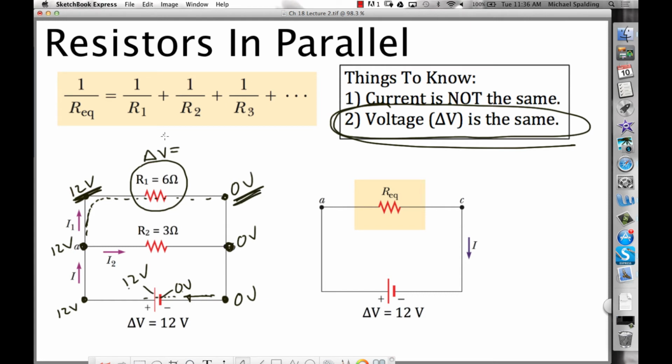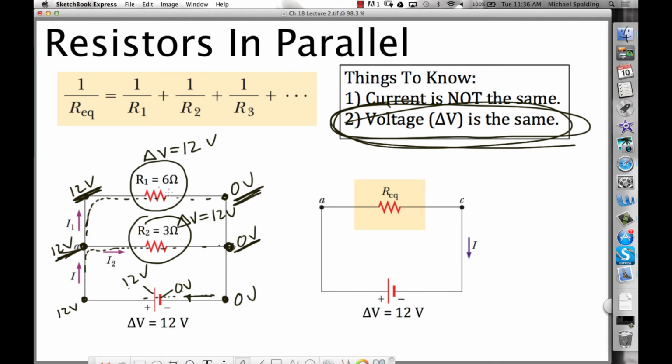12 over to 0. What's the delta V? 12. Okay, now look at this guy. For the charges that go across this guy, like this, 12 on this side, that's the same thing. What's the delta V across this guy? 12. Voltage for resistors in parallel.